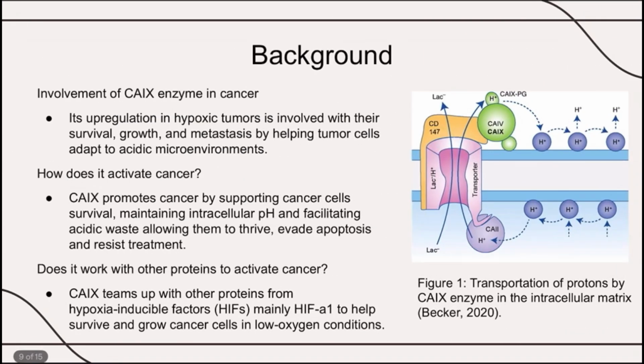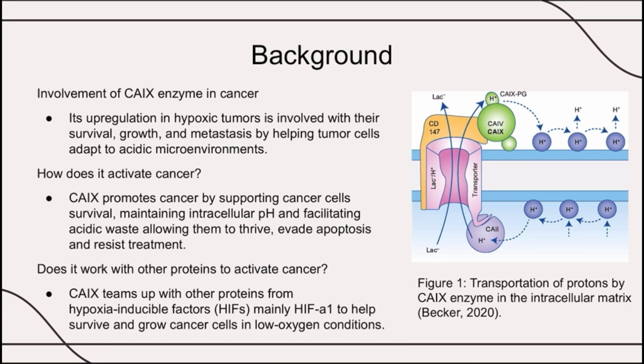So a little bit about our enzyme, its upregulation in hypoxic tumors is involved with their survival, growth, and metastasis by helping tumor cells adapt to acidic microenvironments. It also promotes cancer by supporting cancer cell survival, maintaining intracellular pH, and facilitating acidic waste, allowing them to thrive, evade apoptosis, and resist treatment.